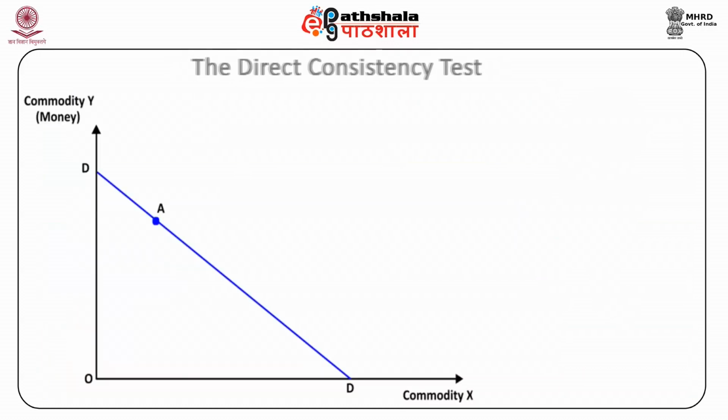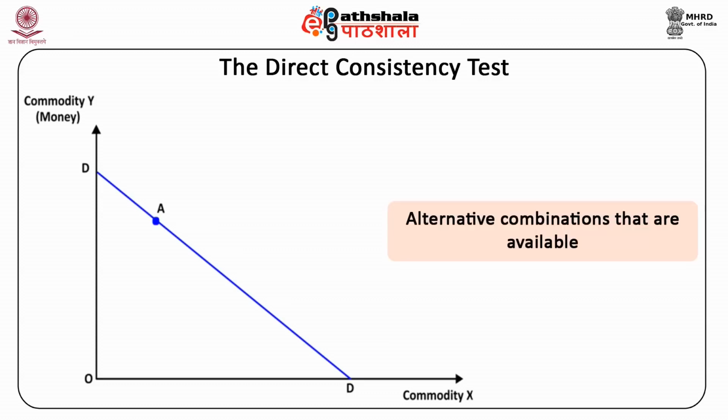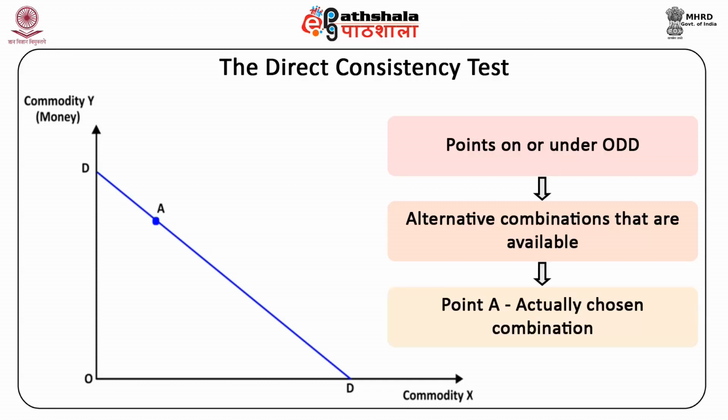As before, there are assumed to be two commodities, commodity X and commodity Y, which is money. The alternative combinations that are available to the consumer are represented by the points on or under the triangle ODD. The point A shows the actually chosen combination. The strong and weak preferences are the same as we have studied in the last section.